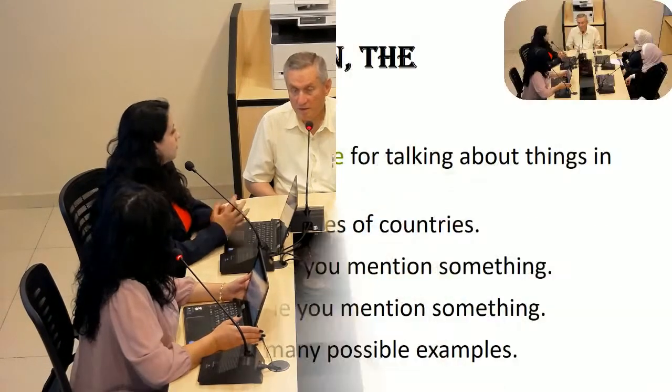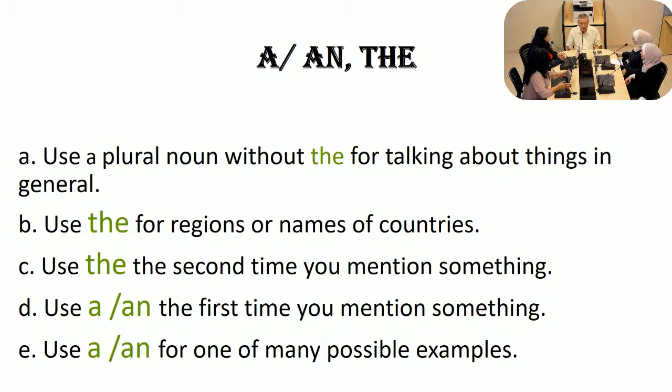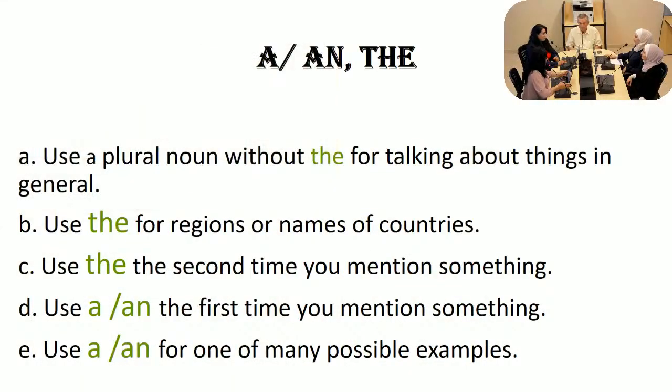A or an, I want to summarize. We use a or an with singular, countable, indefinite nouns, when mentioned for the first time, and we have more than one of that noun. Now, D, use a or an the first time you mention something, and use a or an for one of many possible examples, as you said. Next slide, please.